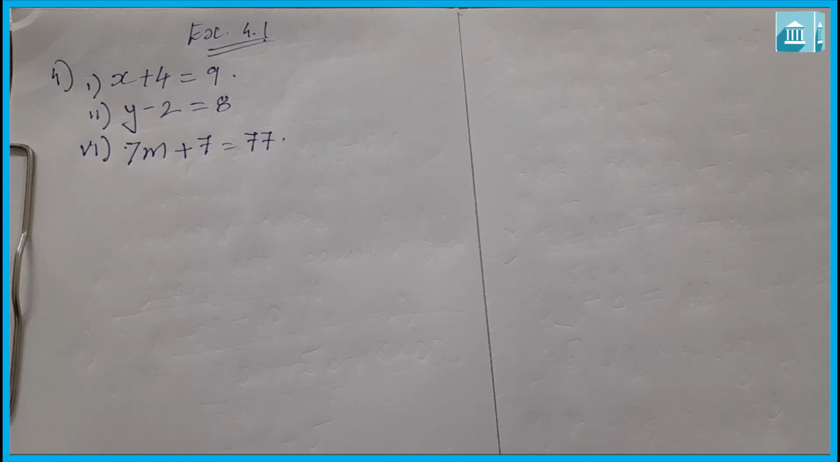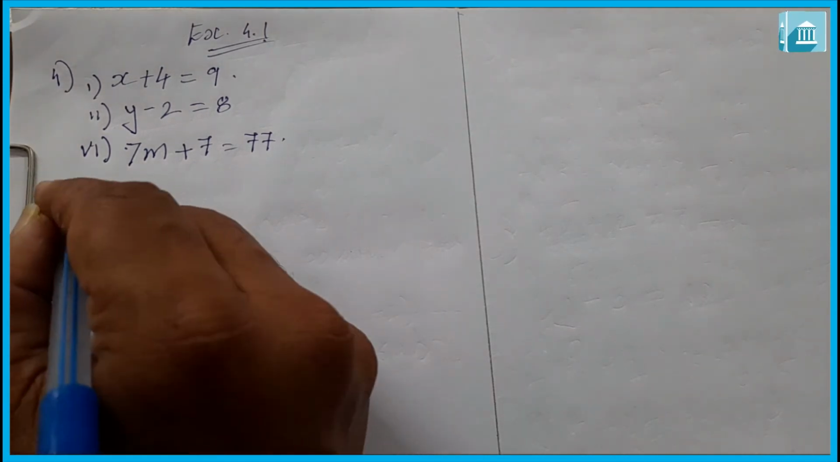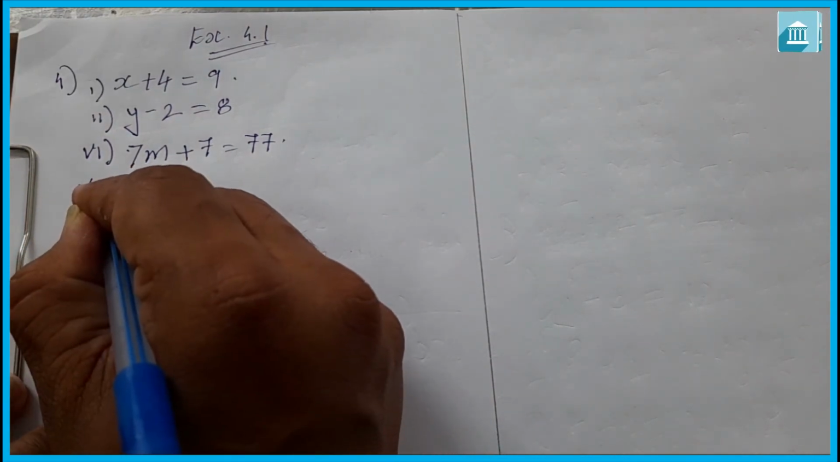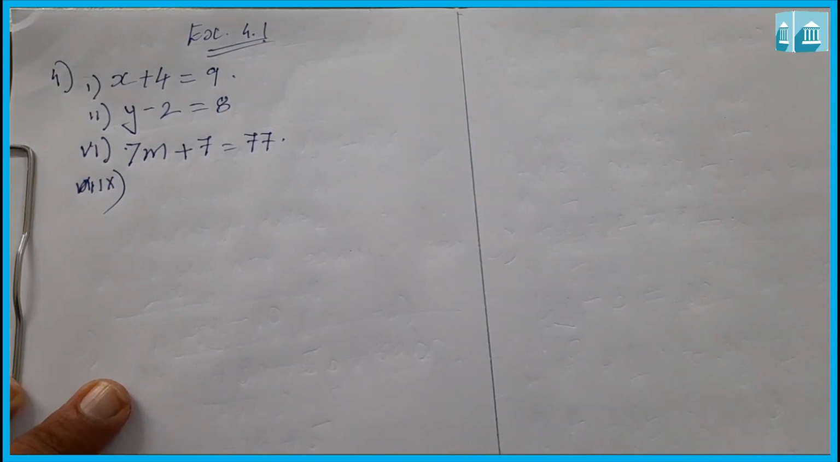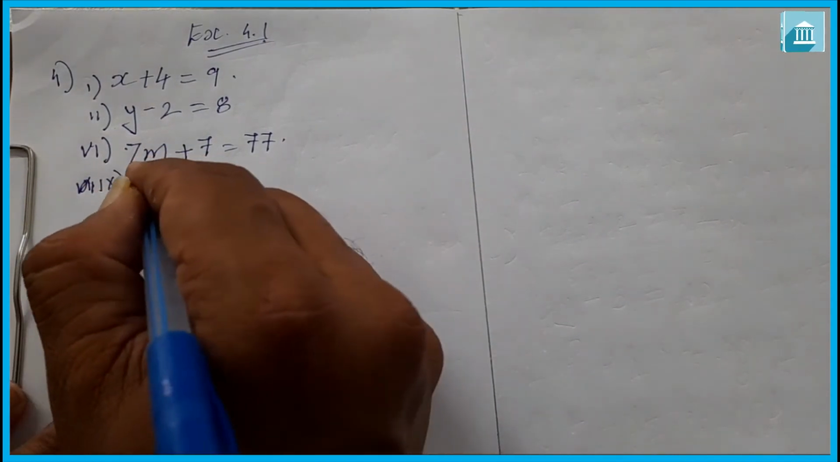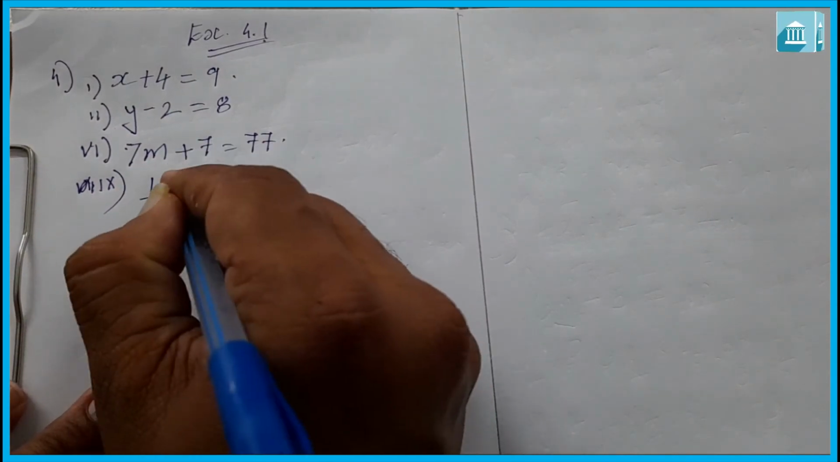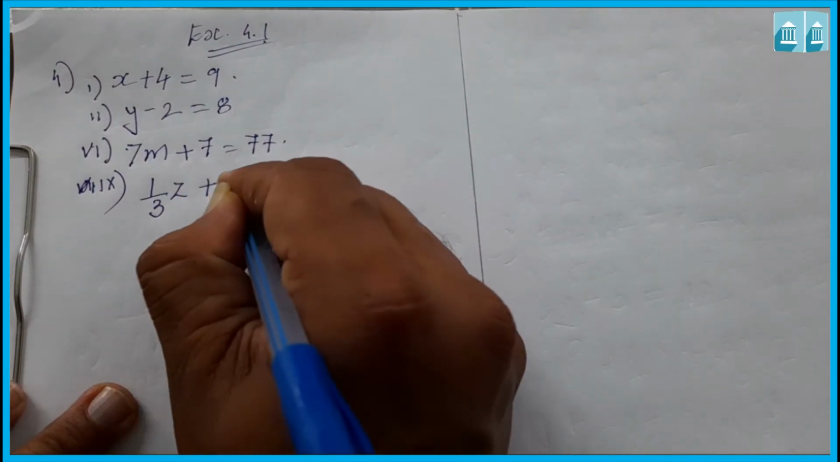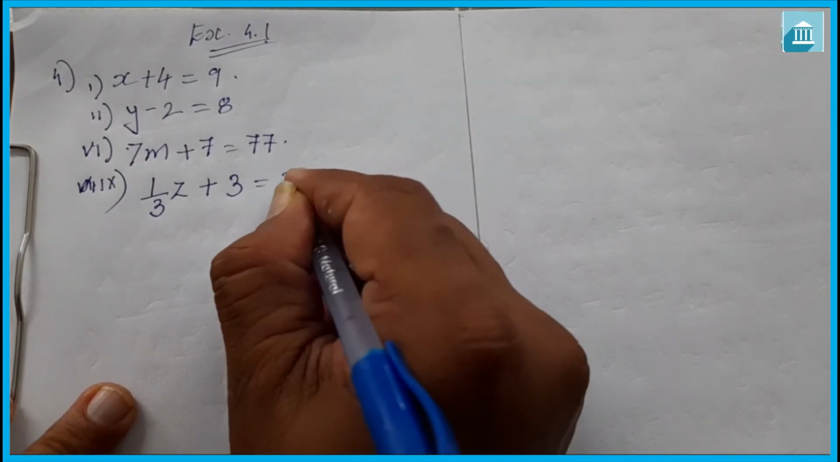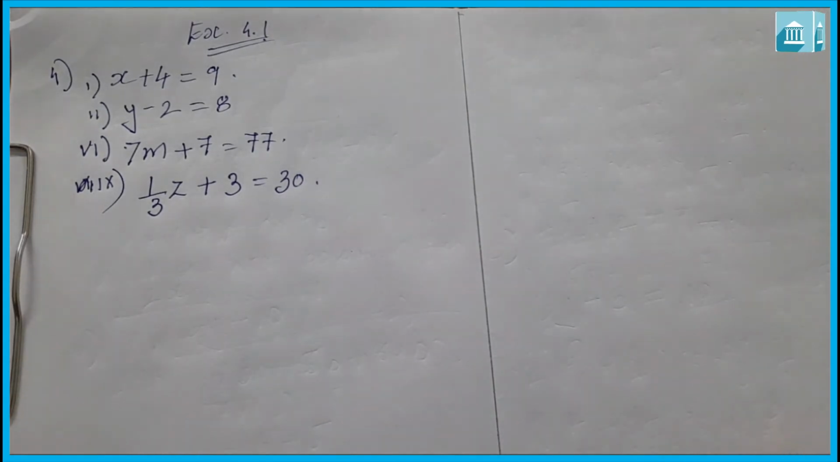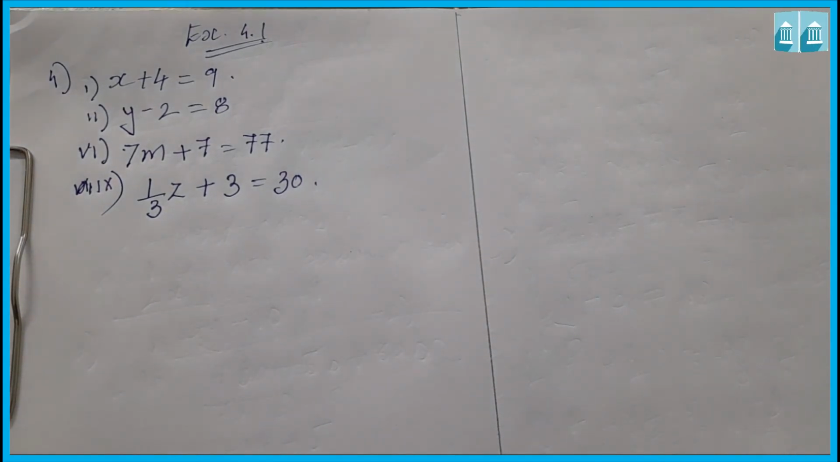Now let us see question number 9. If you add 3 to 1/3 of z, you will get 30. 1/3 of z means 1/3 of z, plus 3, is equal to 30. So 1/3 of z plus 3 is equal to 30. In this way you can write the equation for other statements also.